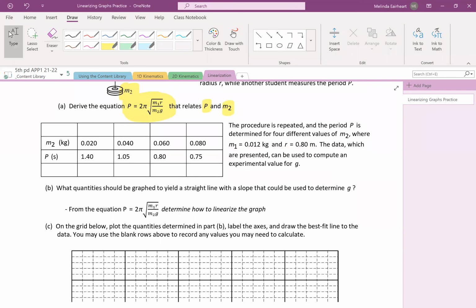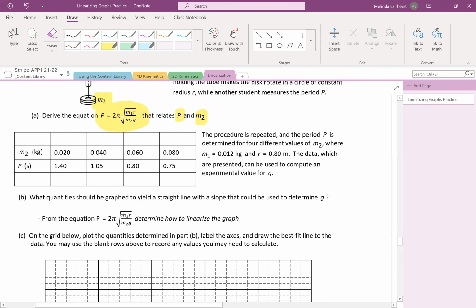And so we know that the end result, we should get g. Our final answer should be close to 9.8. So it's a very similar end result to the very first problem we did, but it's using a different equation, a different set of data. What quantity should be graphed to yield a straight line with a slope that could be used? Notice it doesn't say it's going to equal g, but it's going to be used to solve for g. And so, how to linearize.